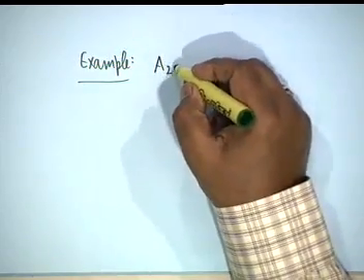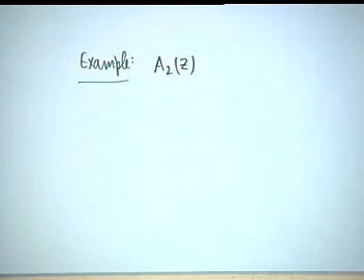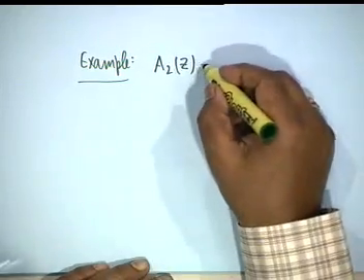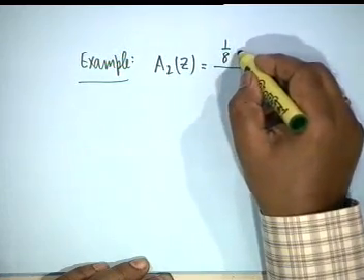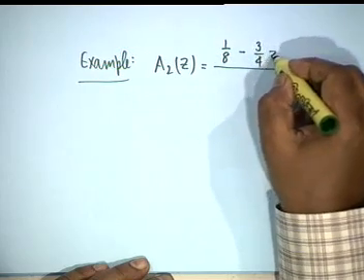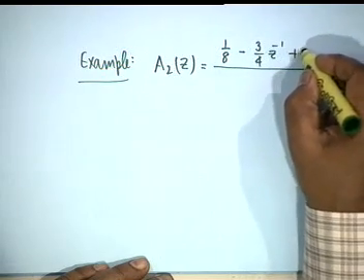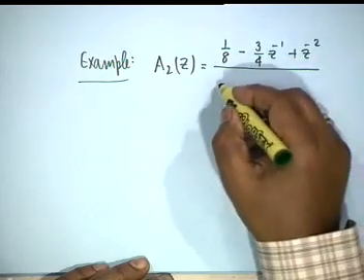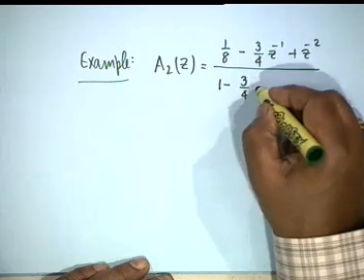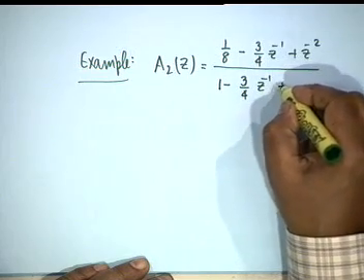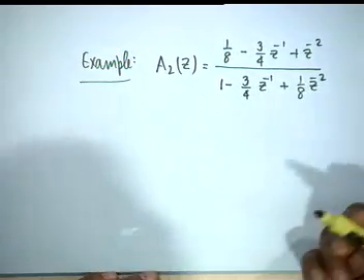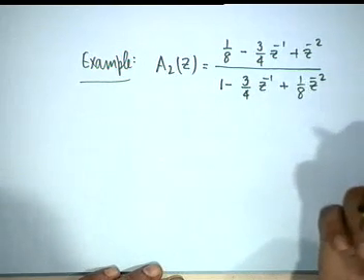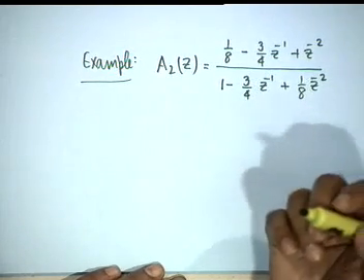I chose a second order one. I think this is one of the examples in the book. I don't remember what the number is. The transfer function is 1/8 minus 3/4 z inverse plus z to the minus 2, over 1 minus 3/4 z to the minus 1 plus 1/8 z to the minus 2. It is an all pass filter.